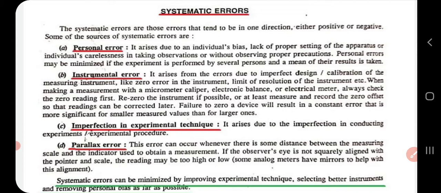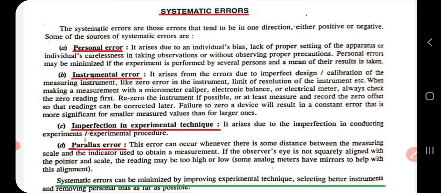Now that is the definition for personal error that you can read. Nothing much to explain, they are written in a very simple way. Now how can you minimize personal error? That is by performing the experiment by several persons and taking the mean of the results. That is how you can reduce personal error. So for all errors you have to define each error, and you also have to mention how it can be reduced.